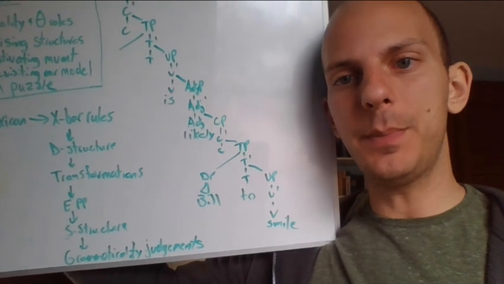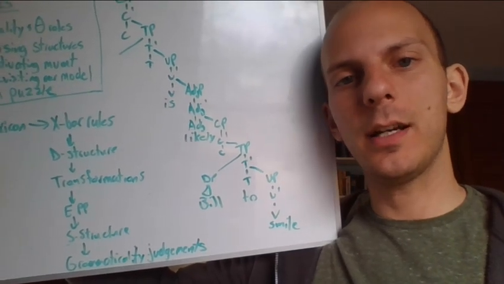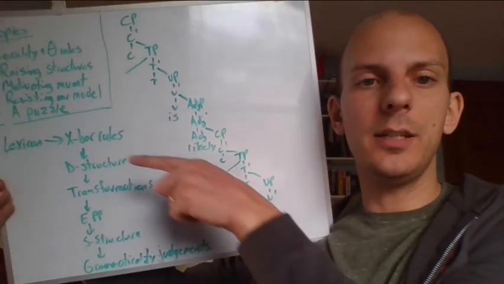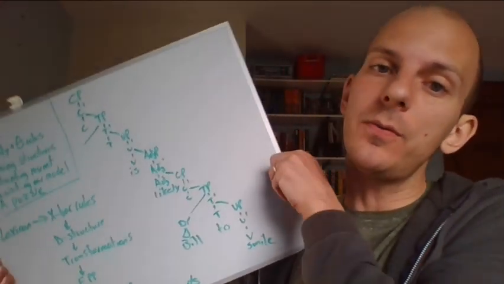It's called the deep structure. That's what D stands for there. It's called the D structure. And this is the structure that's generated by our rules before anything is moved, right?